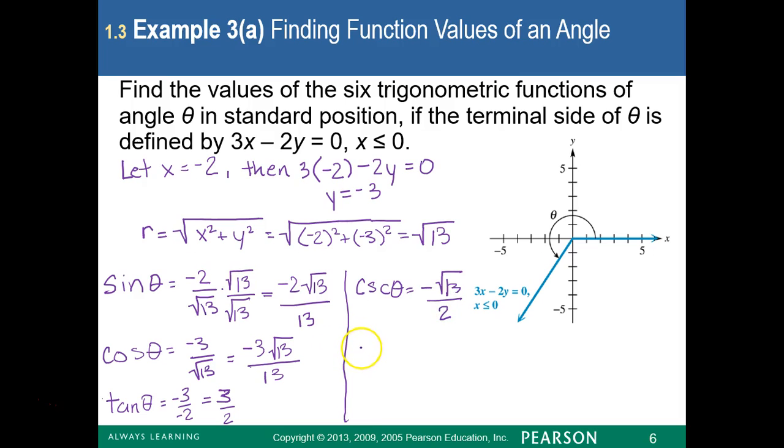And then for your secant value, it is negative square root 13 over 3. And then your cotangent is equal to 2 over 3. And we're done with that one.